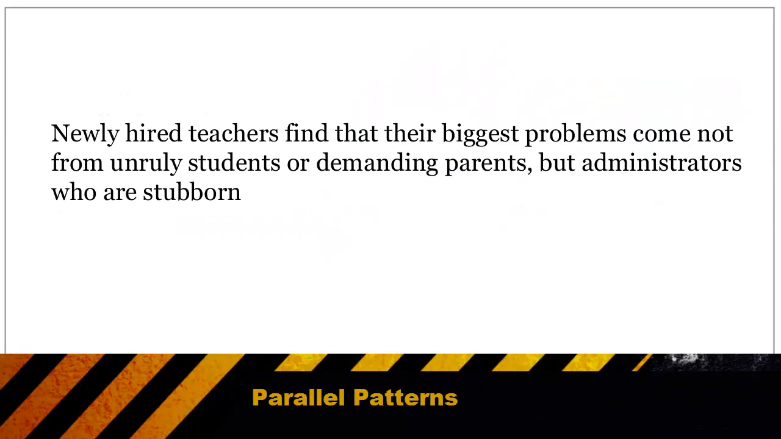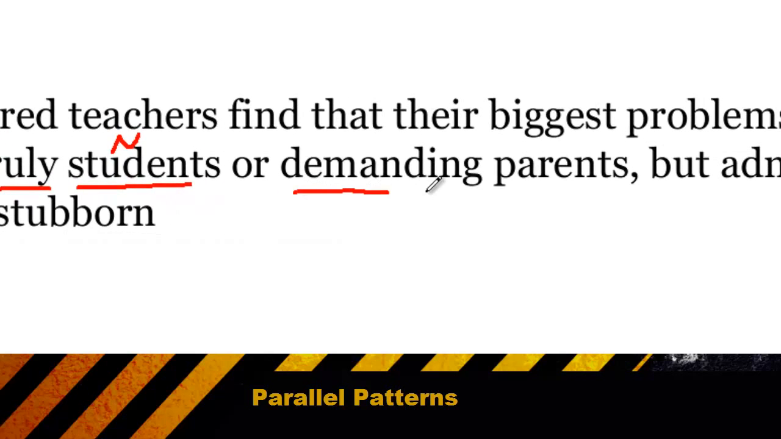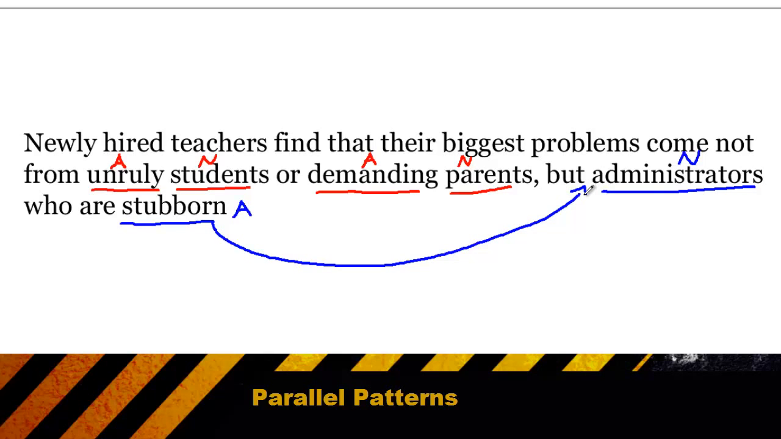When you're making a list, you also want to make sure that the pattern of nouns and verbs and adjectives remains consistent. So in this case, we make a short list and we start off with unruly students. Unruly, that's an adjective, and students are obviously nouns. The next item is demanding parents. Demanding, that's my adjective. And parents, once again, that's my noun. However, when I get to the third item in the list, I switch the pattern to administrators, that's my noun, who are stubborn, that's my adjective. So I accidentally interrupted the adjective noun pattern. So the correct version of the sentence would actually have stubborn in front of administrators.